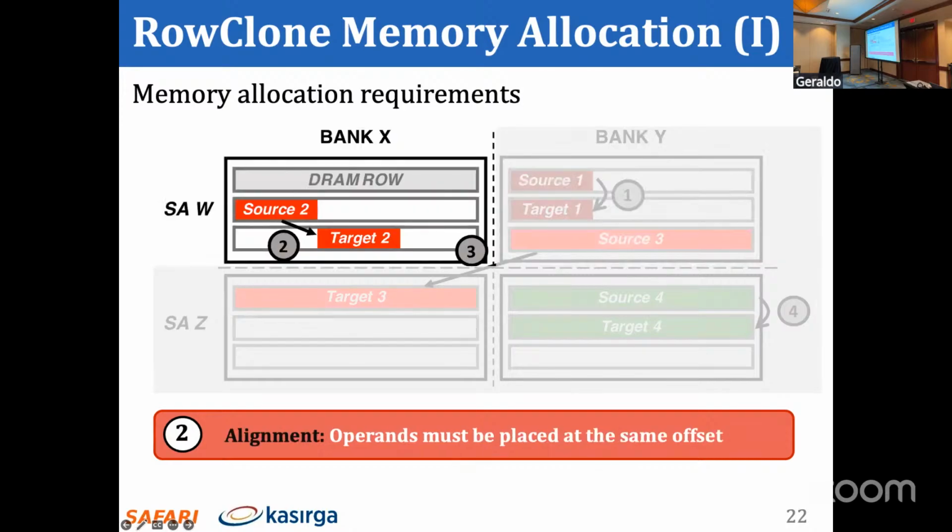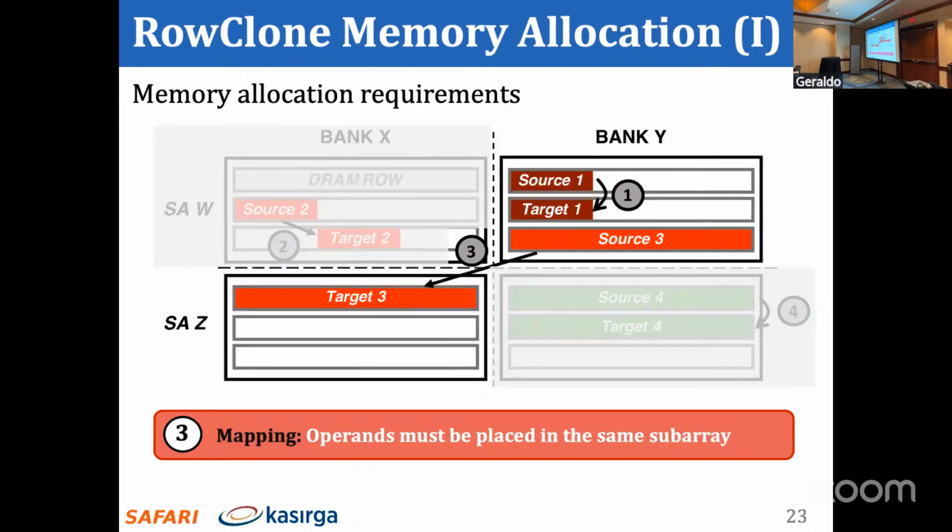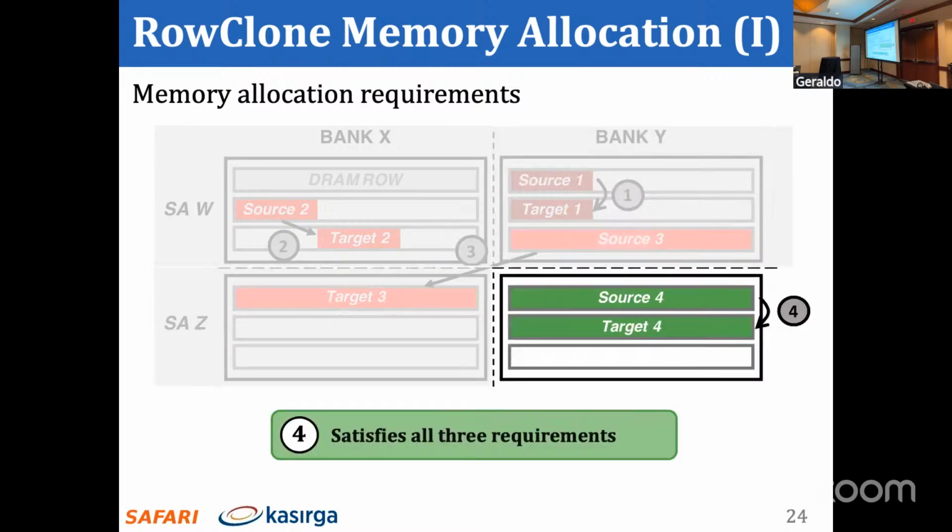The second problematic allocation is this one, where your operands are not aligned with respect to the bit lines in their own rows. Basically, you need the same bits of the 2 operands on the same bit line. Otherwise, you're not going to be able to copy your source to the destination row. And of course, your source and destination rows must be in the same subarray, because you cannot copy beyond sense amplifier boundaries. Your data cannot move across subarrays or banks with this full parallel operation of RowClone. Now, the fourth mapping here satisfies all 3 requirements, and this is what we aim to have.